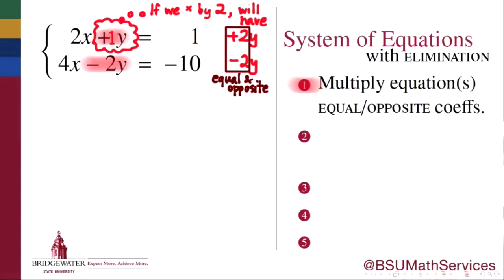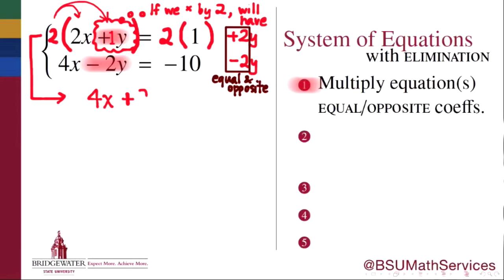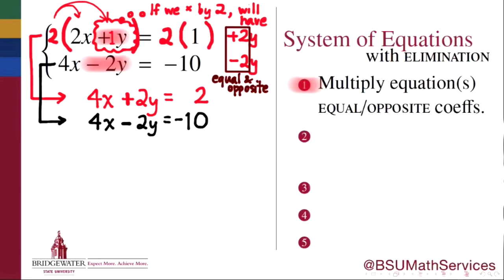So the first step in an elimination problem is figuring out how to multiply either one equation or both equations if necessary in such a way as to make the coefficients of one of their variables equal and opposite. Here we'll multiply both sides of the first equation by 2. So the left-hand side of the first equation becomes 4x plus 2y. The right-hand side becomes 2. The second equation we will leave by itself, 4x minus 2y equals negative 10.